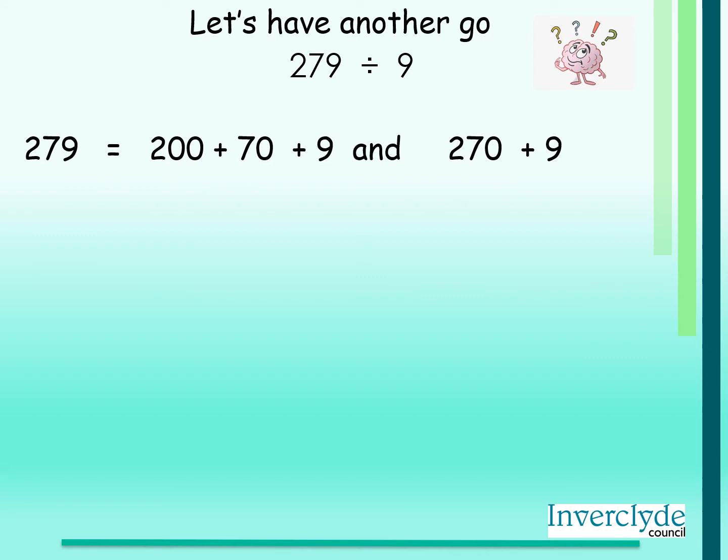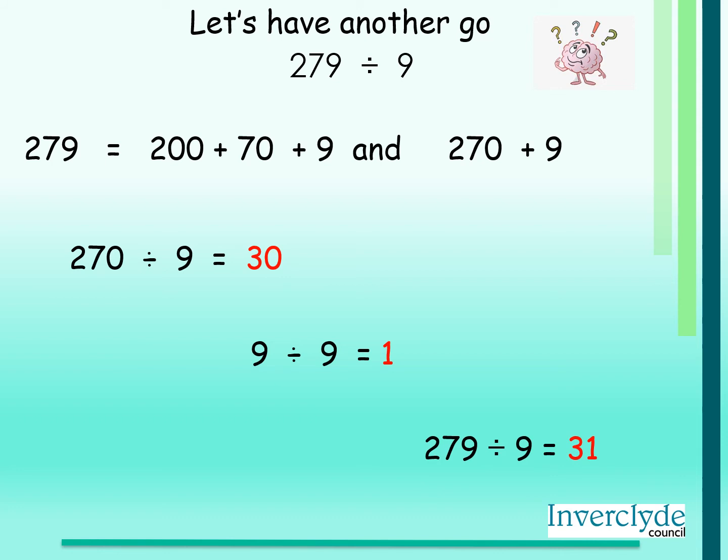279 can be partitioned into 270 and 9. I know that 270 divided by 9 is 30, and I know this because I remember that 27 divided by 9 is 3. 9 divided by 9 is 1, so 279 divided by 9 is 31. Do you notice that I didn't divide 200 by 9, 70 by 9, and then the 9 by 9? It would have been too tricky to solve the problem that way.